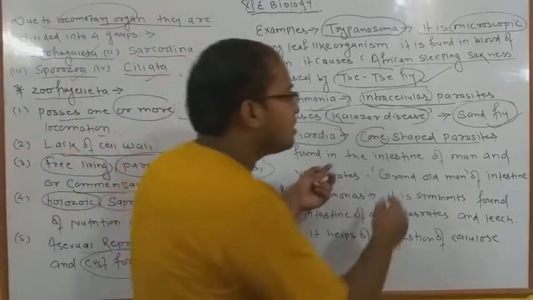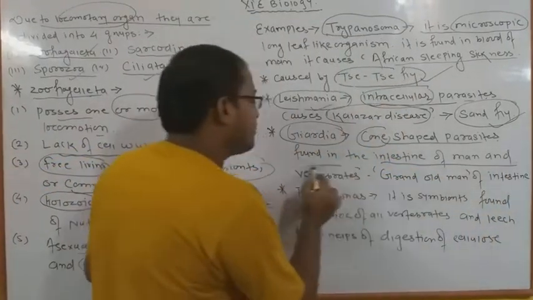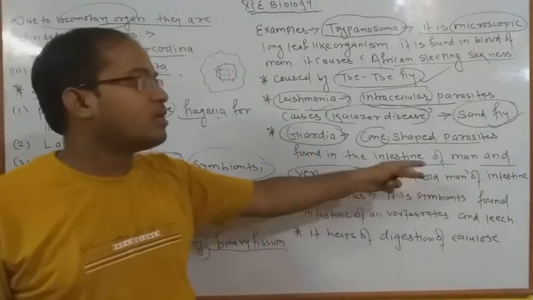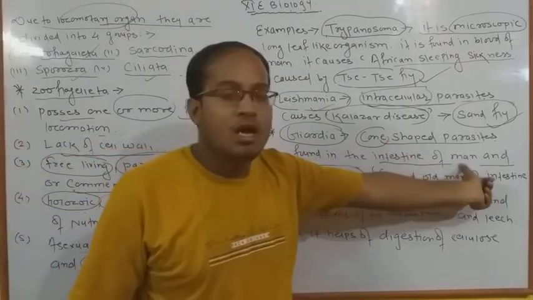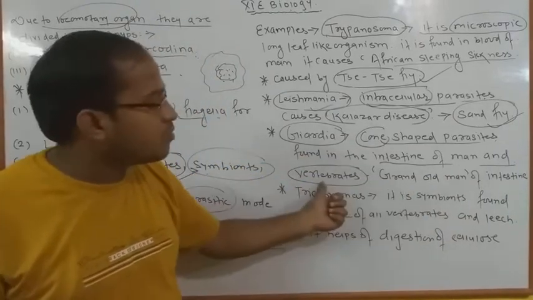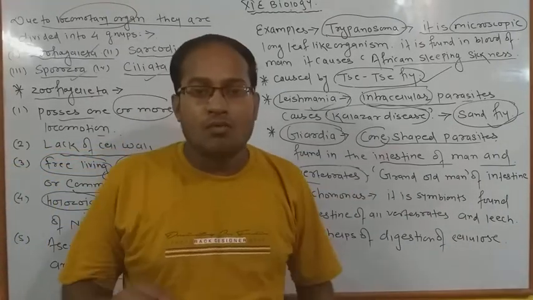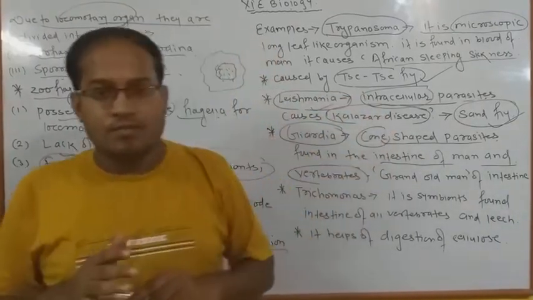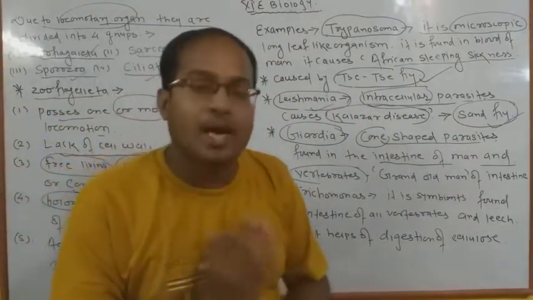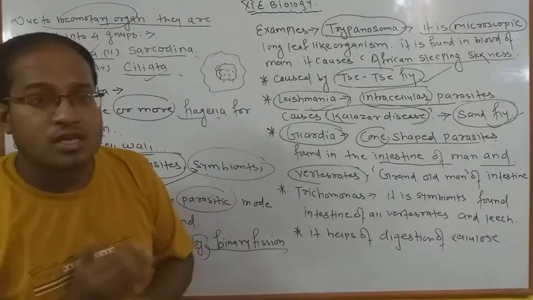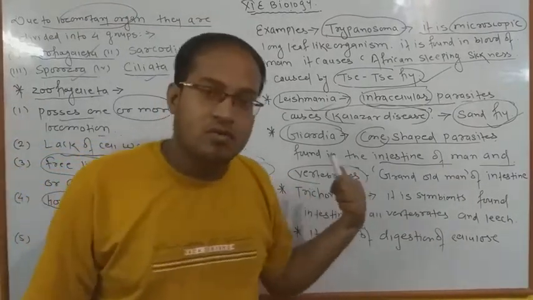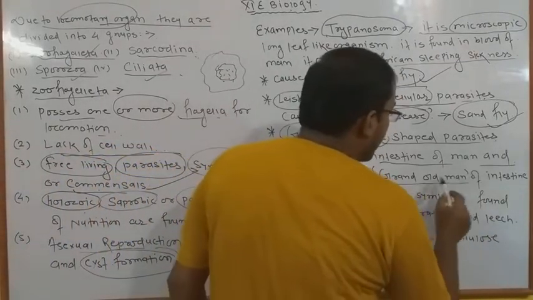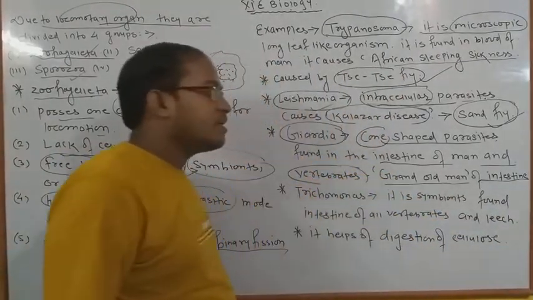Generally they are found in the intestine of man and vertebrates. In the small intestine and large intestine of human beings, they are capable of surviving. Most important, they are found in the vertebrates. What is the meaning of vertebrates? Vertebrates means several types of organisms which have a proper backbone, a proper spinal cord. They are called vertebrates. Okay. And this disease is also known as the grand old man of the intestine.